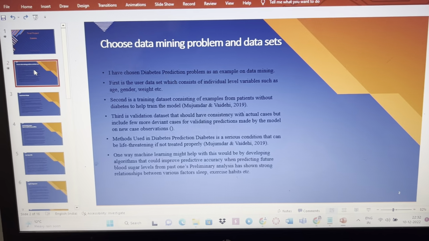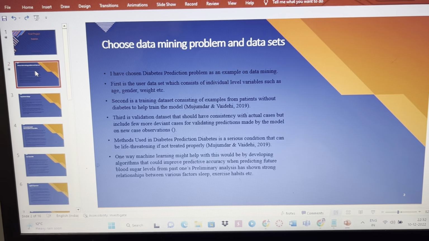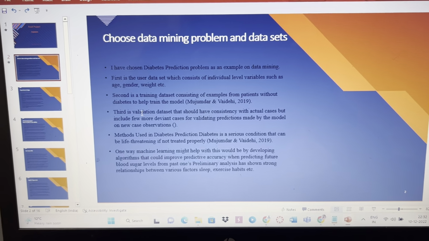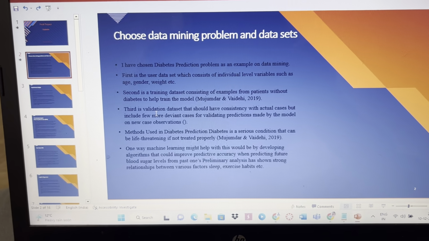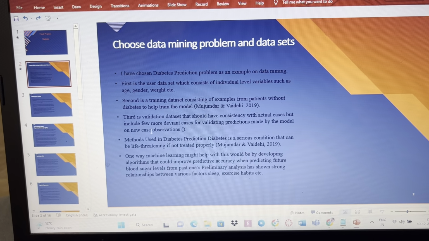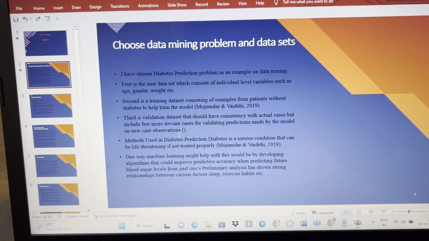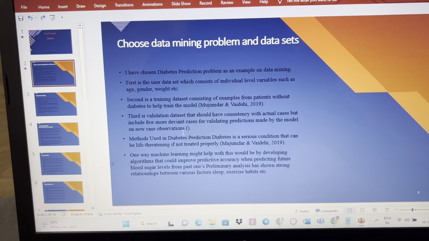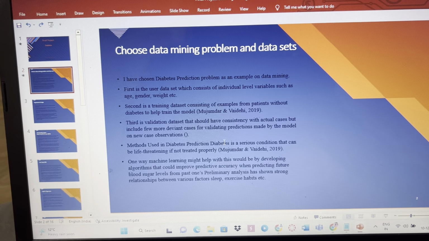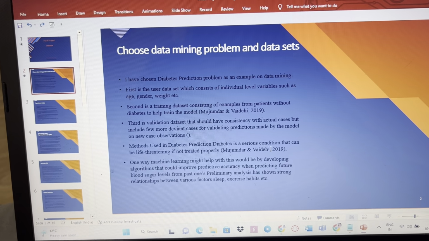And next slide, choose data mining problem and data sets. I have chosen diabetes prediction problem as an example on data mining. First is the user data set, which consists of individual level variables such as age, gender, weight, etc. And second is the training data set consisting of examples from patients without diabetes to help train the model.